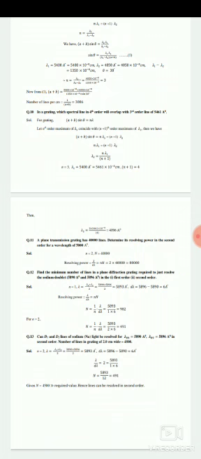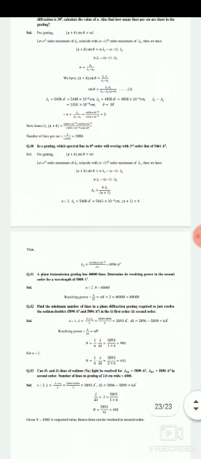Now first of all we have to solve for n. Putting all the values in this equation, we now solve for the grating element, whatever value comes. To calculate the number of lines, we just divide 1 by (a plus b) and we calculate the number of lines.